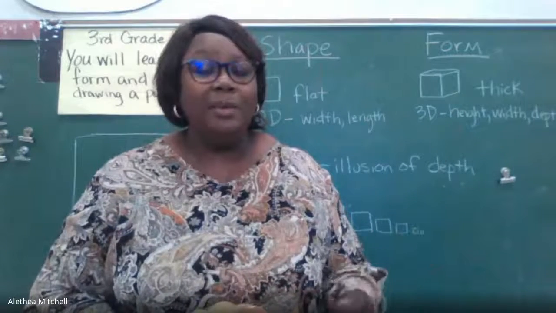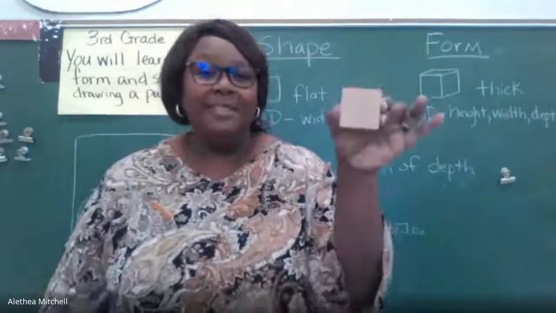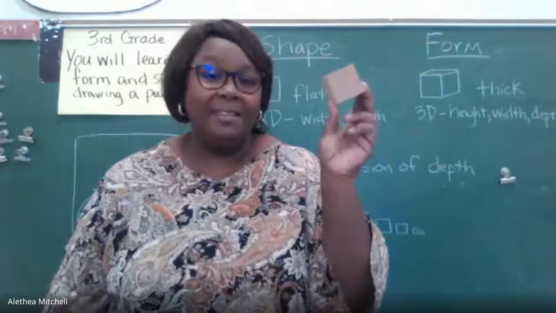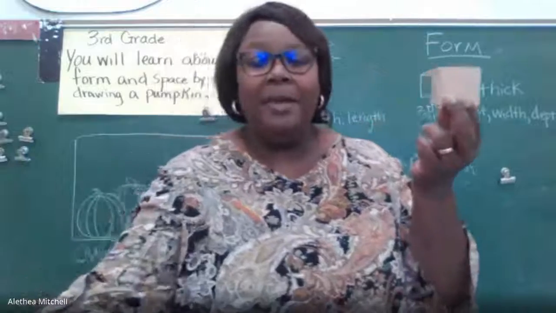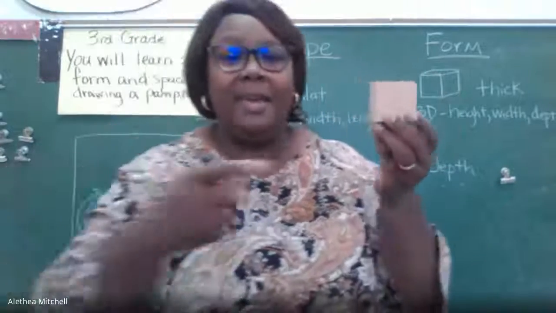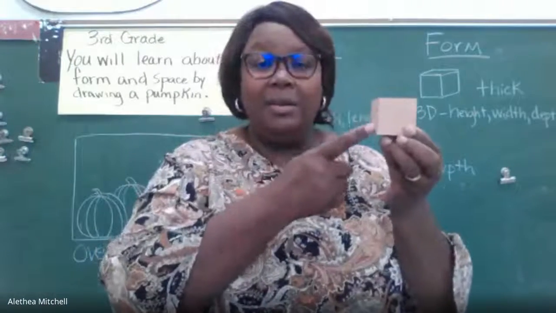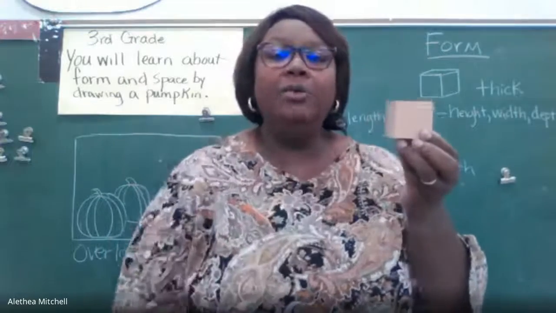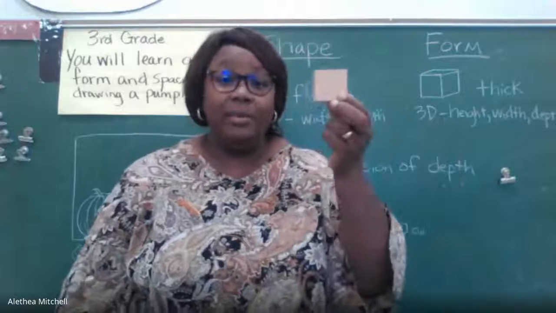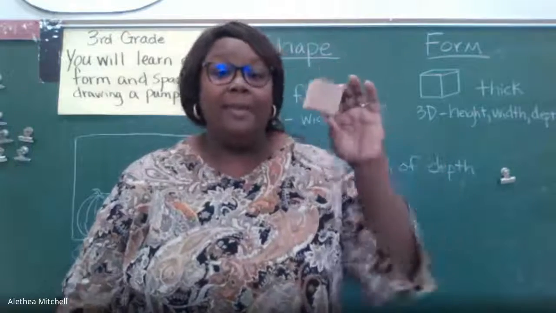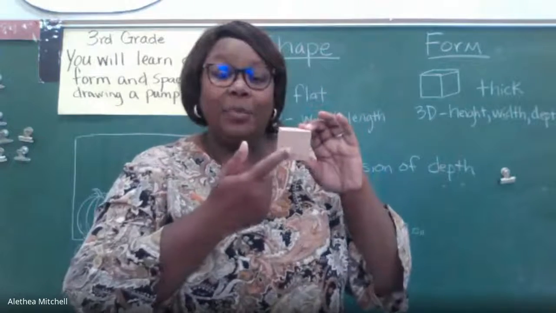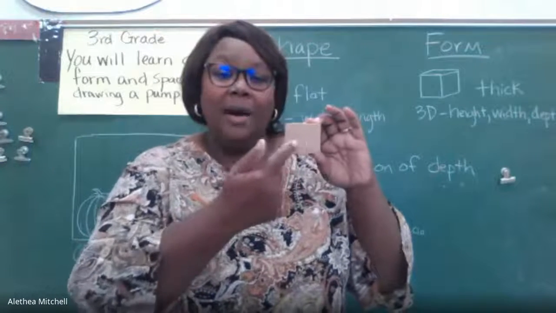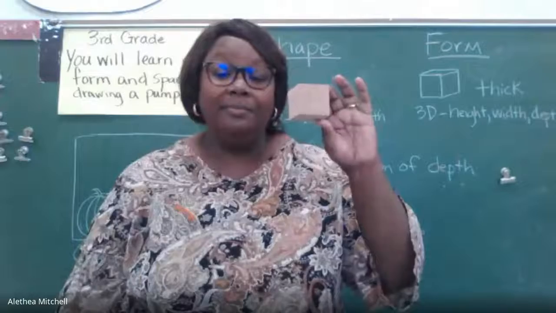Form deals with a cube. This is an example of a form. It has thickness. That's how we can describe it as being thick. Also, you can see that it has height. You can see how tall it is. And you can see the width of it. You can see how wide it is. Those are the three dimensions. It's 3D. This cube is 3D. It has height, width, and depth. That lets you know how tall it is, how wide it is, and how thick it is.